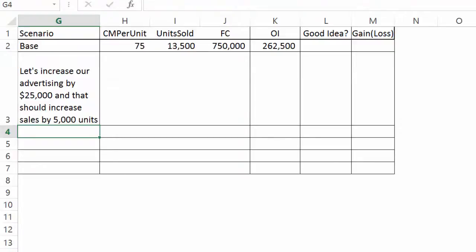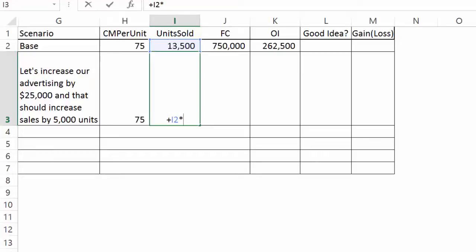Now, first of all, does this idea affect our contribution margin per unit? She's not suggesting that we increase advertising by a certain amount per unit. She's suggesting that we increase advertising by a flat amount. So that's a fixed cost, not a variable cost. And this isn't going to change our revenue at all. So since contribution margin is selling price minus our variable cost, it's not going to change. The units sold should increase by 5,000.